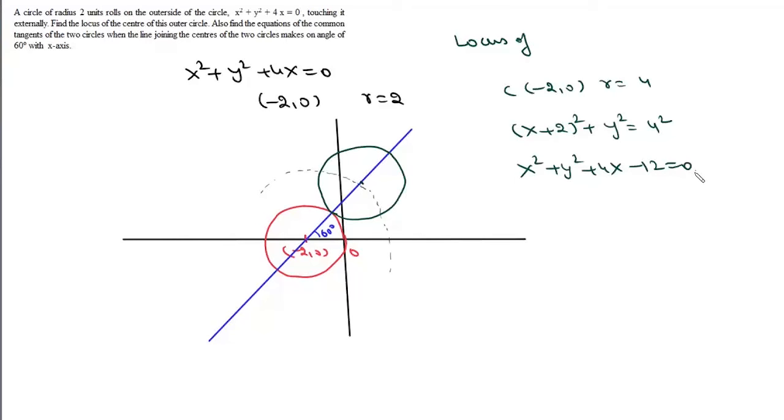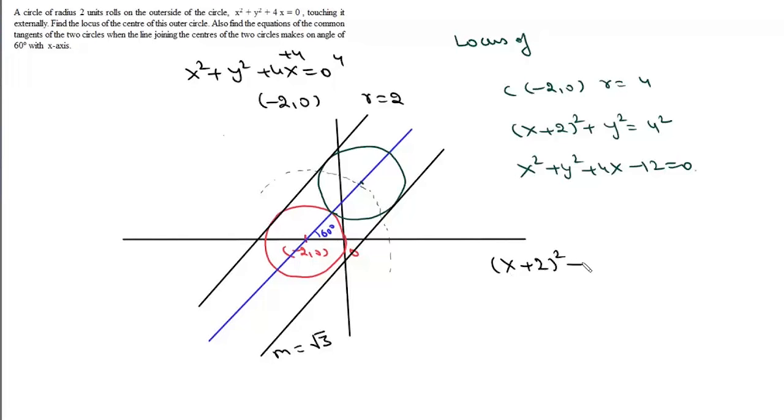Now it says also find the equation of common tangents to the two circles when the line joining centers of the two circles makes an angle 60 degrees with the x-axis. Now I'll have two direct common tangents, and since both of them have the same radius, the slope of both the tangents will be tan 60, which is root 3. The other circle is (x + 2)^2 + y^2 = 2^2.